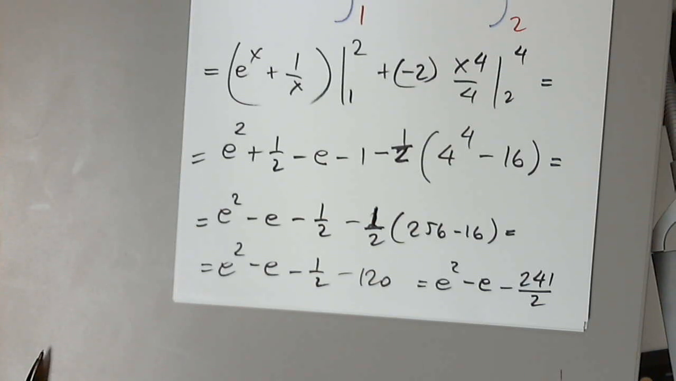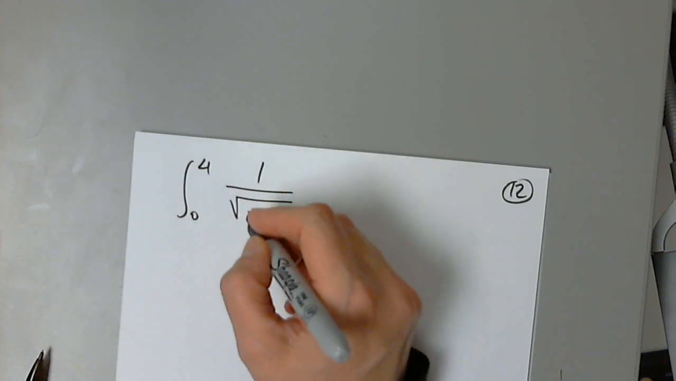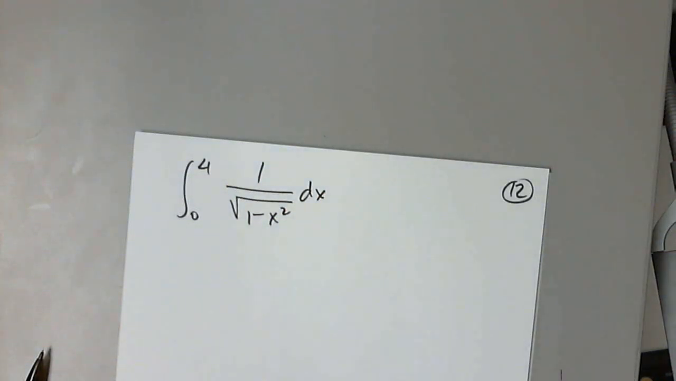4b. Very good. Let's write that. This is the integral from 0 to 4 of 1 over the square root of 1 minus x squared dx. Very good. What do you think about this? Arc sine. Okay.